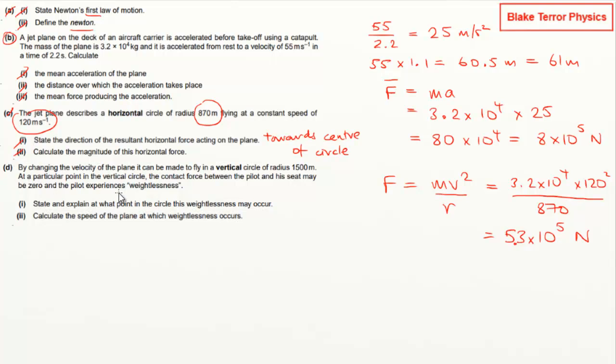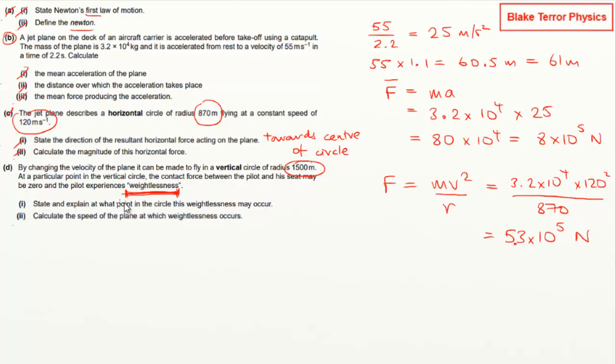Right, and now by changing the velocity of the plane, it can be made to fly in a vertical circle of radius 1500 meters. At a particular point in the vertical circle, contact force between the pilot and his seat may be 0, and the pilot experiences, in inverted commas, weightlessness, something we've spoken about many times before, because of course he's not really weightless, not if you're using our usual theoretical definition of what weight is. It might be different if you're using the operational definition, but usually we're not.